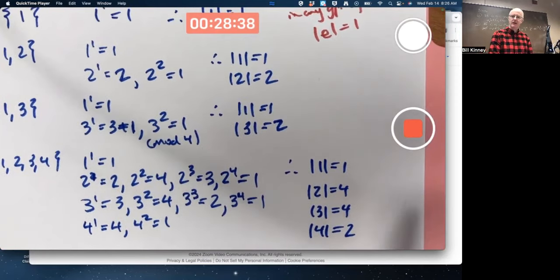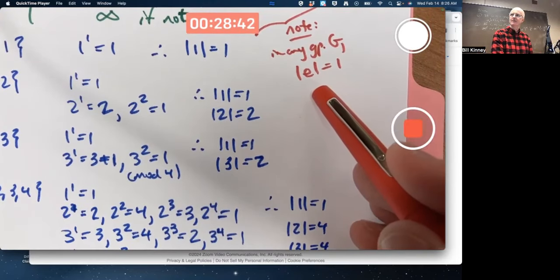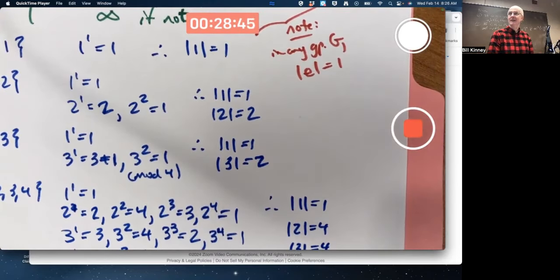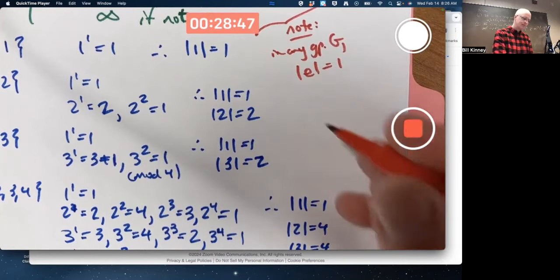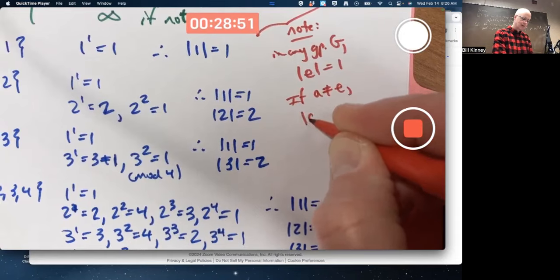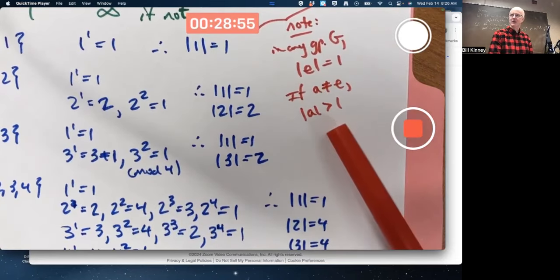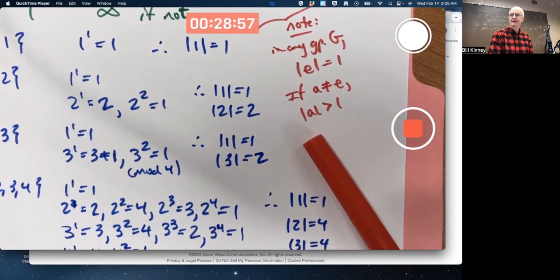By the way, I hope it's clear that not only does the identity in any group have order 1, but any non-identity element has order greater than 1. Though saying this would include the case where the order is infinite as well, thinking of infinity as bigger than 1, which you would if you thought of it as a number.